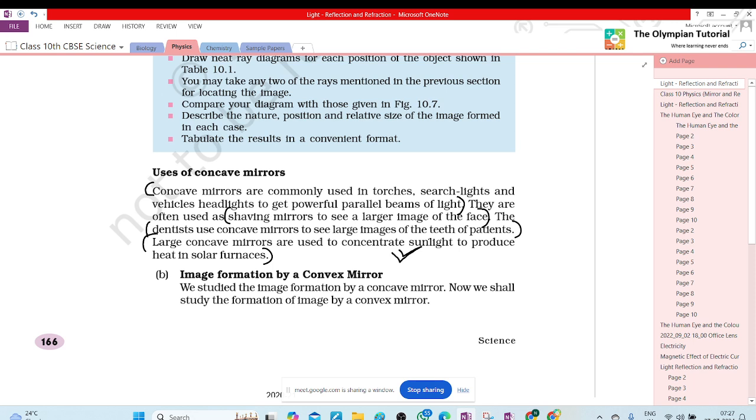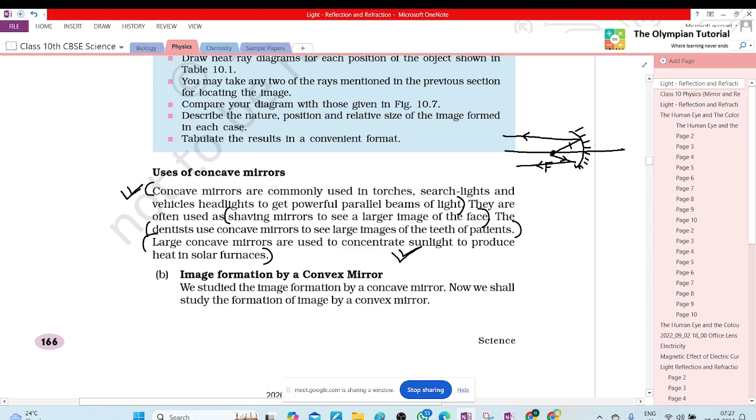Ma'am, this one won't be the last case, no, ma'am. For the first one, concave mirrors are commonly used in torches, searchlights, and vehicle headlights to get a powerful beam of light. So what happens here, Tanya? The source of light is kept at the focus, and after striking the surface, the rays become parallel. Oh, so we have to choose a diagram with reflected rays parallel.